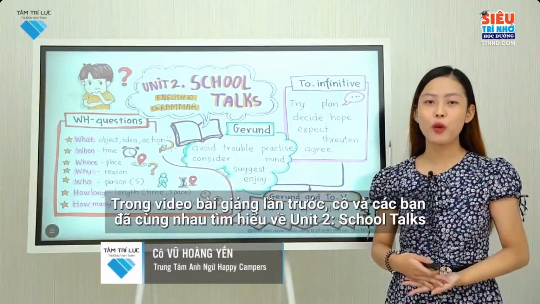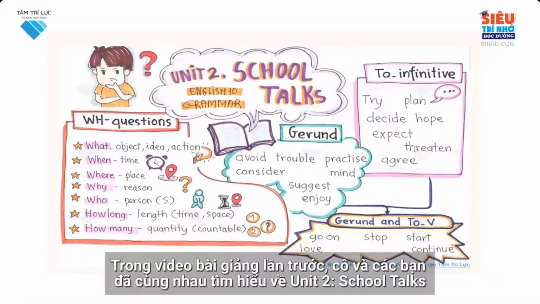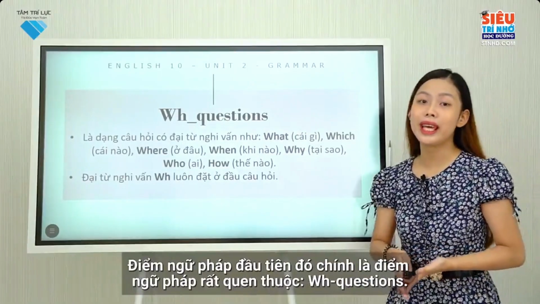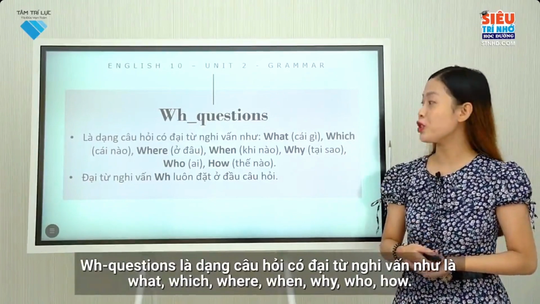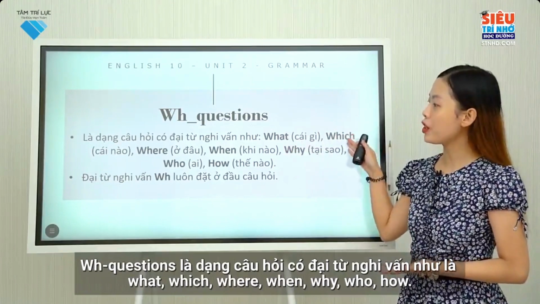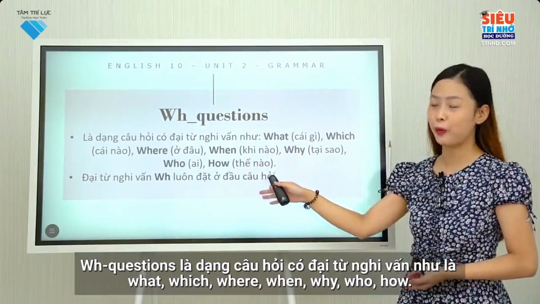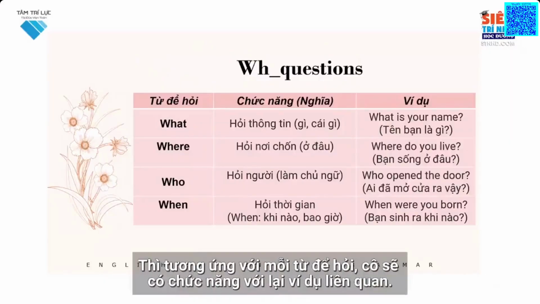In the last video, we learned the vocabulary of Unit 2, School Talks. In today's lesson, we continue to learn about the grammar points in this unit. The first grammar point is a very familiar one, WH questions. WH questions are questions that have interrogative words such as what, which, where, when, why, who, and how. These interrogative pronouns are always at the beginning of the question. For each of the interrogative pronouns, we have the corresponding function and examples.